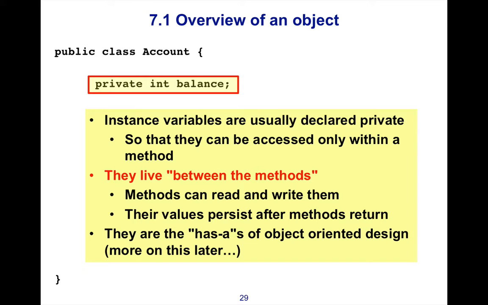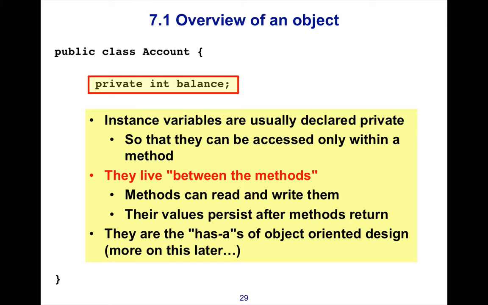And their values can persist after a method returns. We're not used to that. When a method returns, all of its local values go away, but these instance variables do persist. In the case of an account, that's a good thing. If you deposited money into an account, you would be surprised to find that after the deposit method returned the money was gone. So it's important that these instance variables do persist.